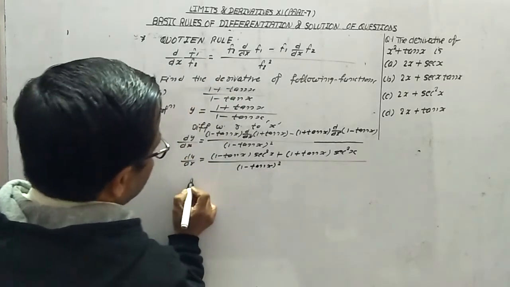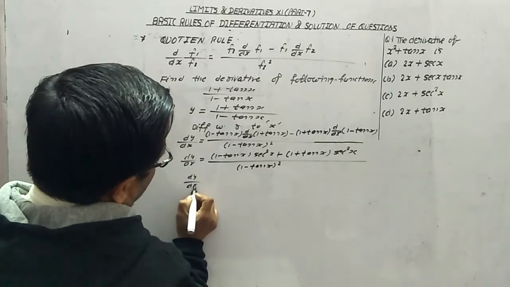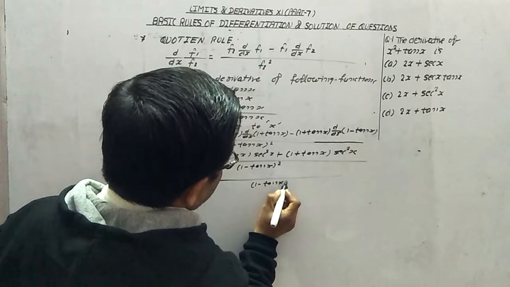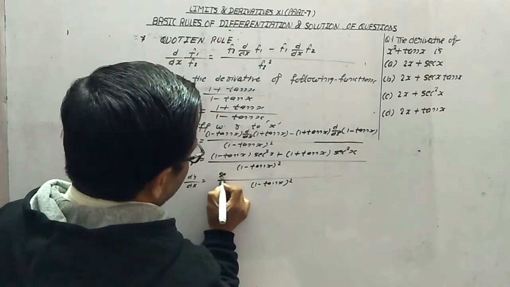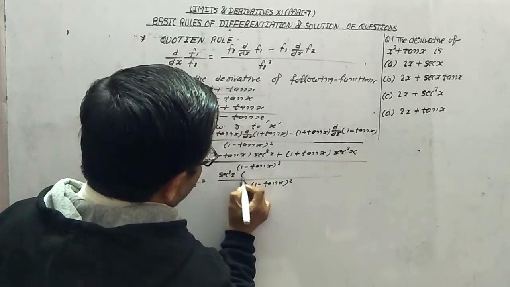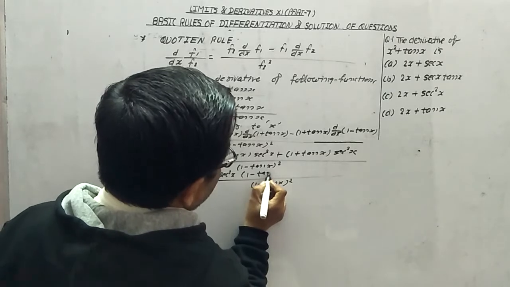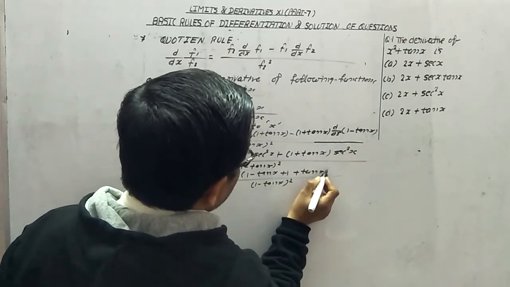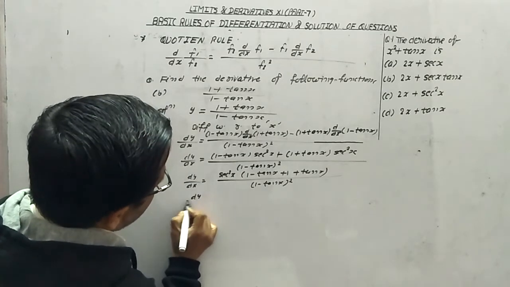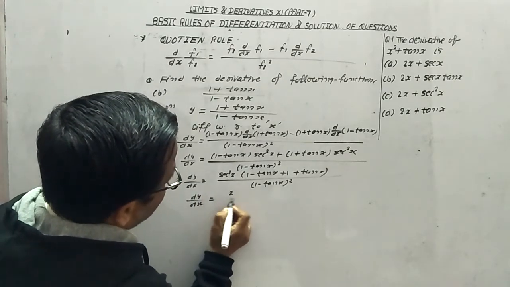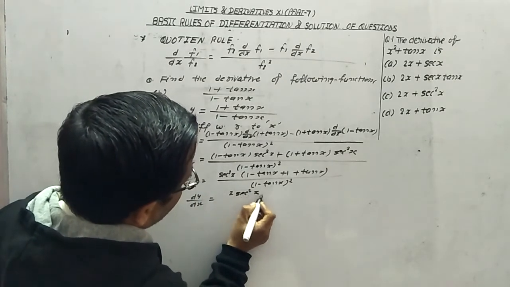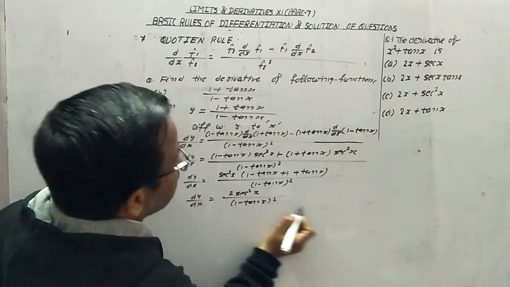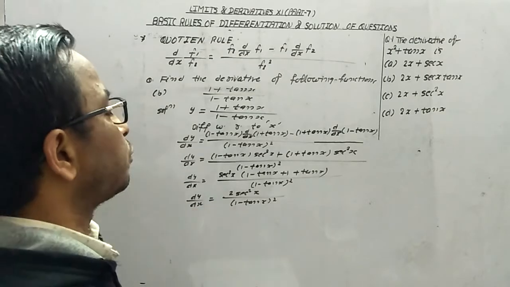Now dy by dx, denominator as it is, 1 minus tan x whole square, and sec square x common. So this becomes 1 minus tan x plus 1 plus tan x. Tan x cancels out. It means dy by dx is equal to 2 sec square x upon 1 minus tan x whole square. So this is the answer for this part.